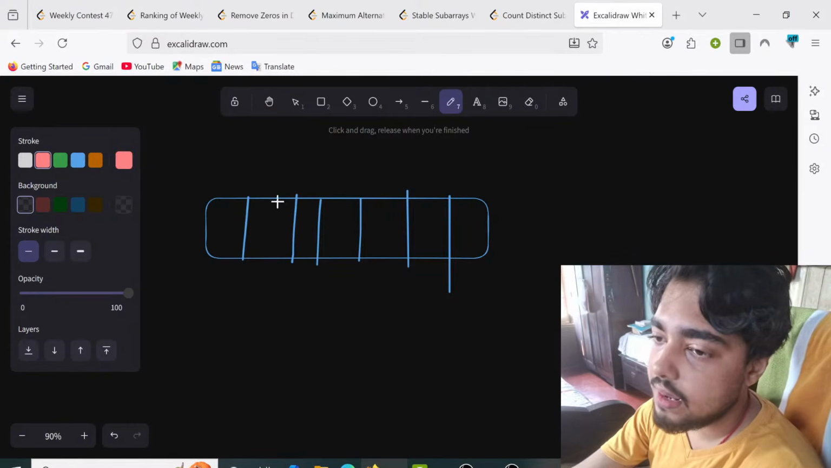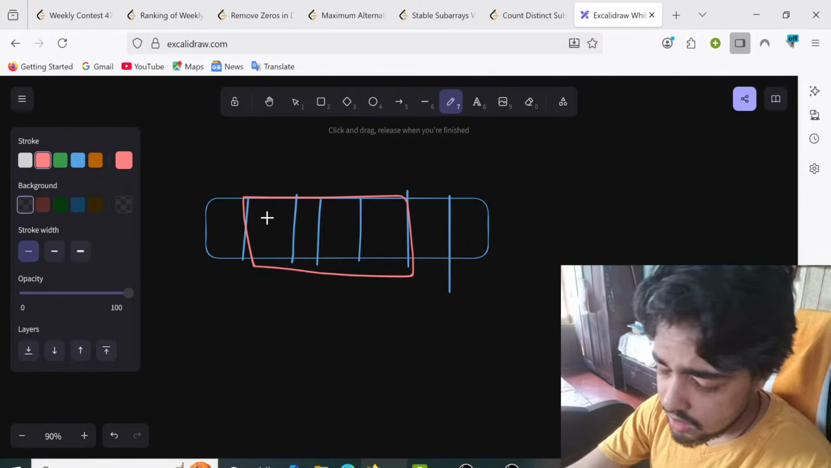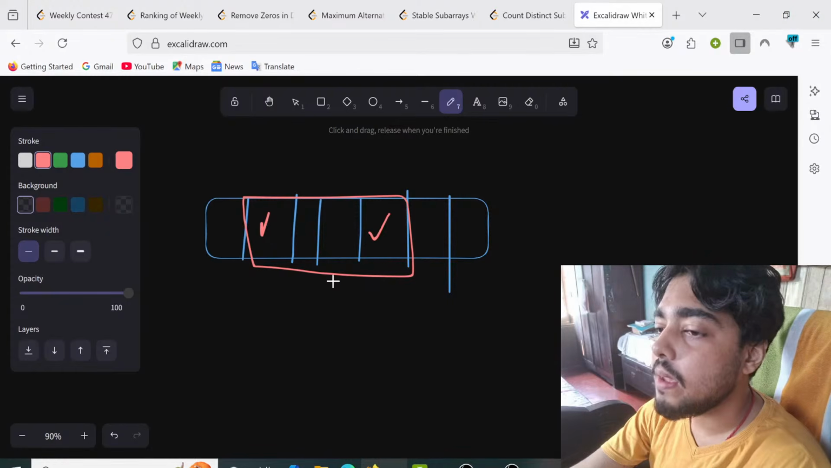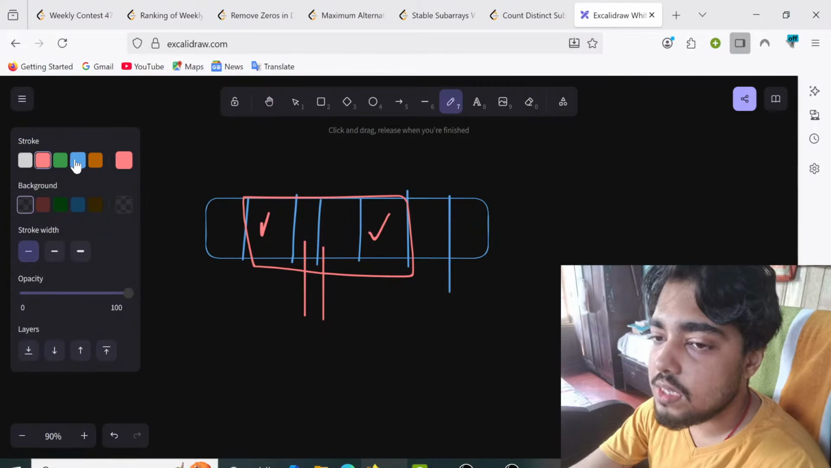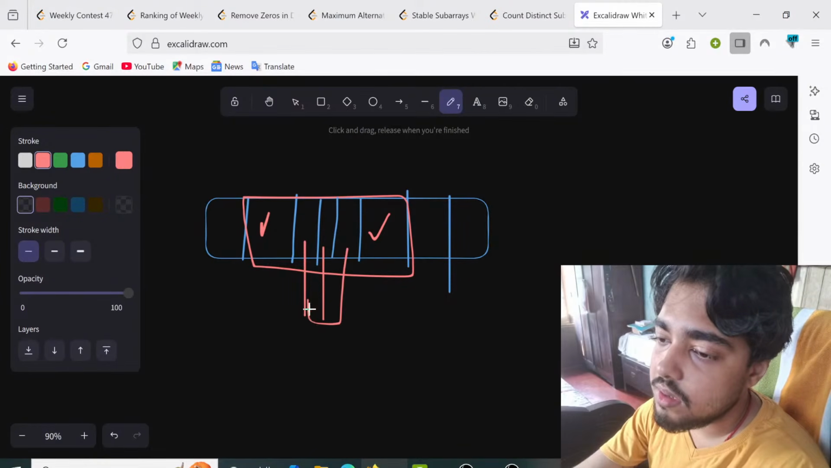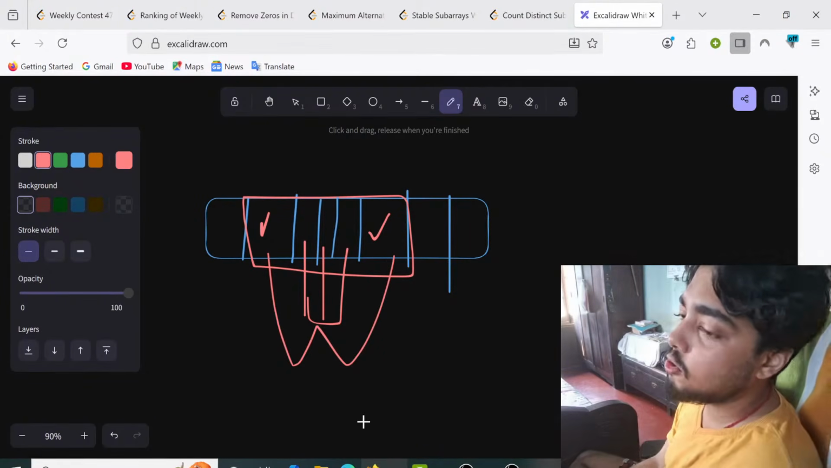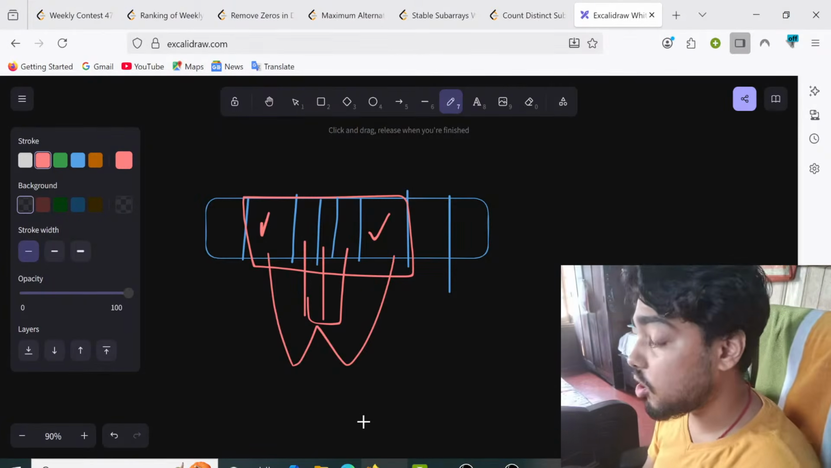Let's say this is your subarray. It is stable if this element is equal to this element and the sum of all the elements in between. So let's say there is another element, and the sum of all the elements in between is also equal to this as well as this. So there is a trick to do this. Okay, there is a good trick to do this. Rather, there are a lot of ways to do this.